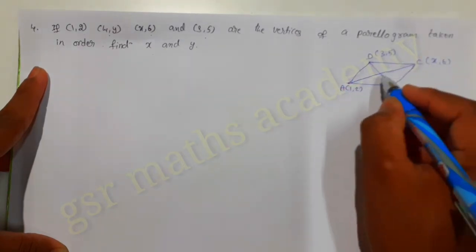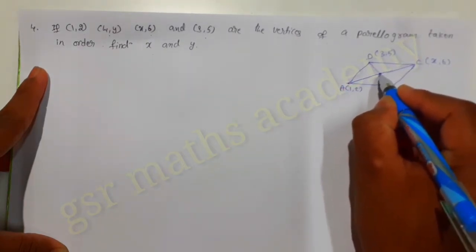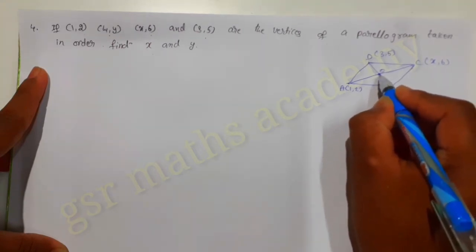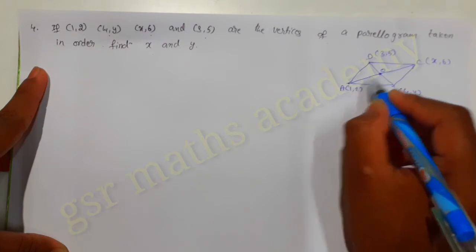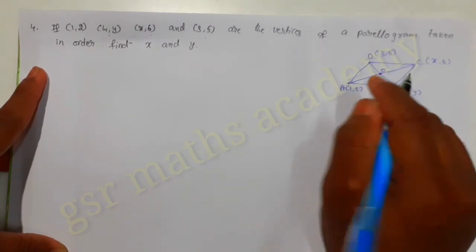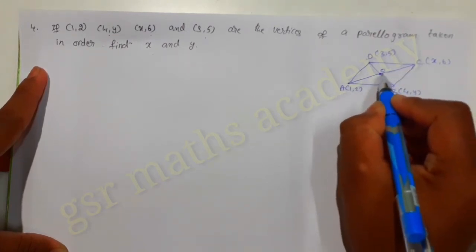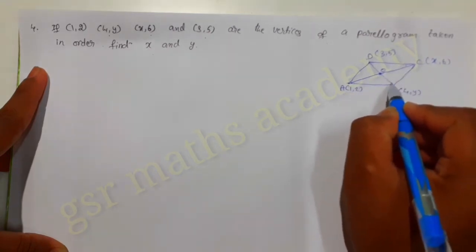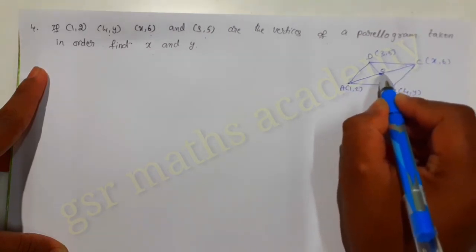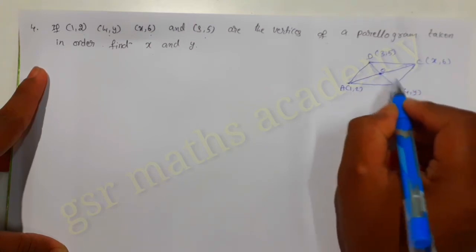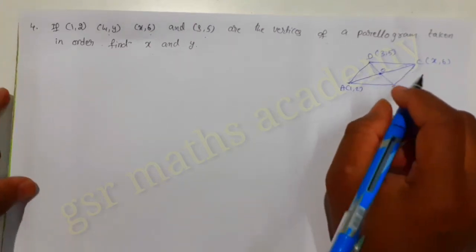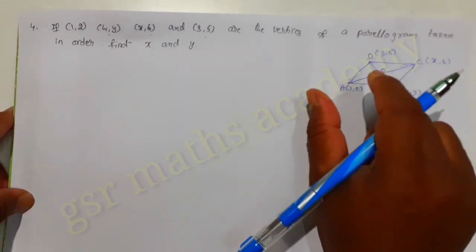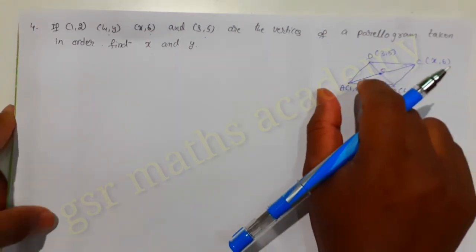That means the intersecting point of the two diagonals becomes the midpoint of the diagonals. If you take the intersecting point as O, then O is the midpoint of AC, and in a similar manner O itself is the midpoint of BD. With the help of this concept we can find the missing letters, that means the x and y values, easily.